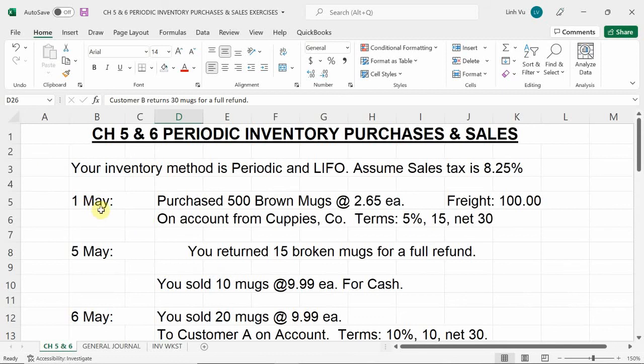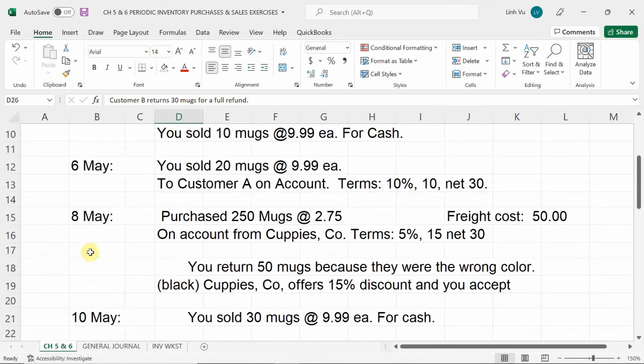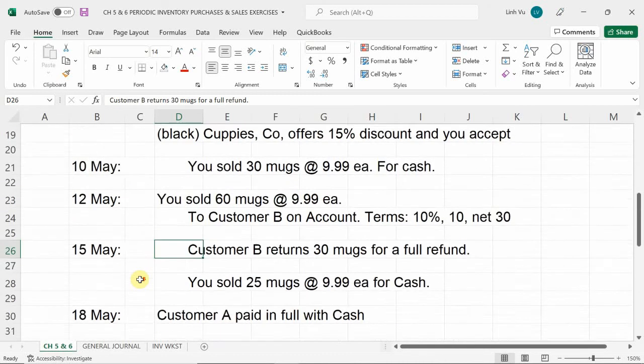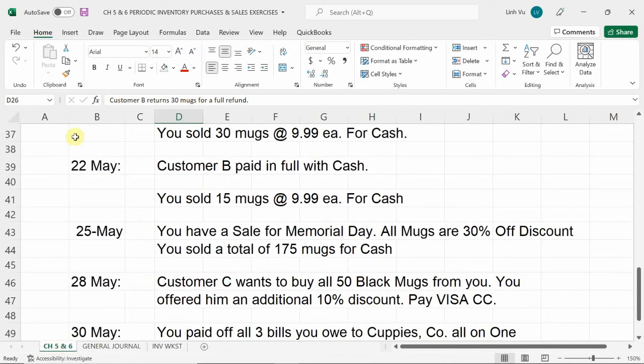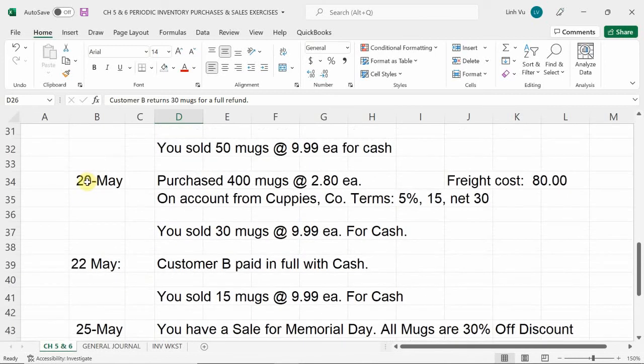So we made our first purchase on May 1st, but we ended up returning on May 5th. We made our second purchase on May 8th, but we ended up getting an allowance for that on May 8th. And the last purchase that we made was May 20th, but we did not have any returns on this. So those are all 3 of the purchases that we made.